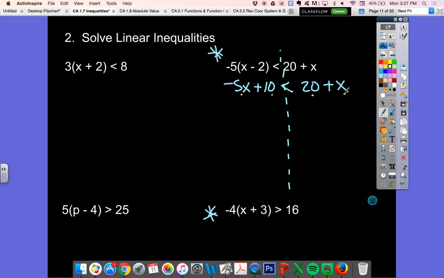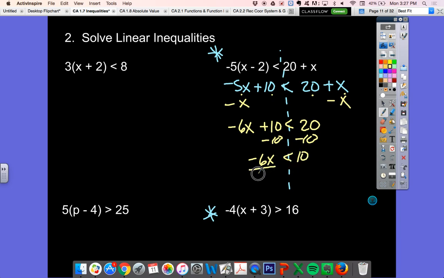So the next order of business is to get all of your variables together. I suggest just go ahead and go to the left side. That way you don't have to worry about moving things. Once you get that, then you can move your constants to the other side. And that's going to give me a 10.